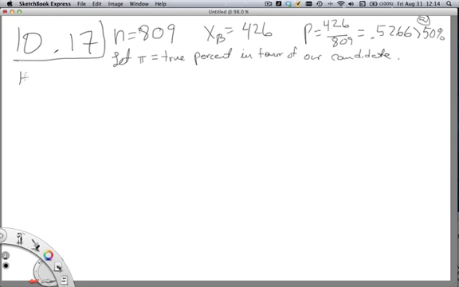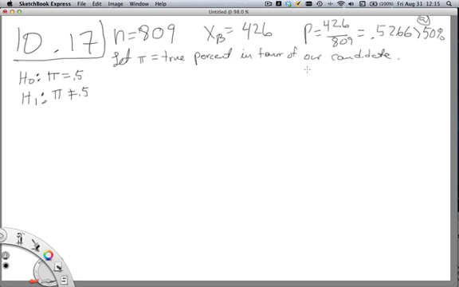The null hypothesis is that pi equals 0.5. So we're asked to test whether it's significantly more than 50%. So pi is equal to 50% or 0.5. We're explicitly told to do a two-sided test. So pi not equal to 0.5 is the alternative.